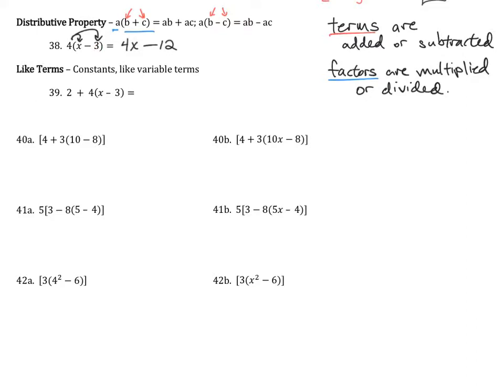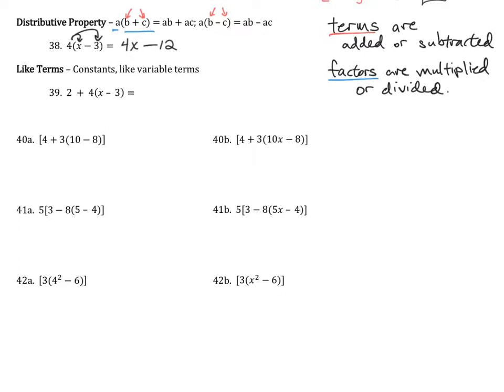But then we can also have like terms. So forget about like variable terms. We'll talk about that in a couple minutes here. But like terms are terms that can be combined. And in order for terms to be combined, they have to have the same variables, and those variables within each term have to have the same exponents. We'll get more into that as the class progresses. But right now we're going to keep it relatively simple.